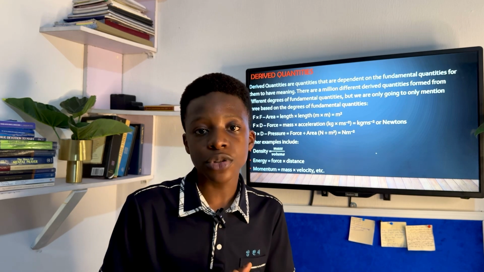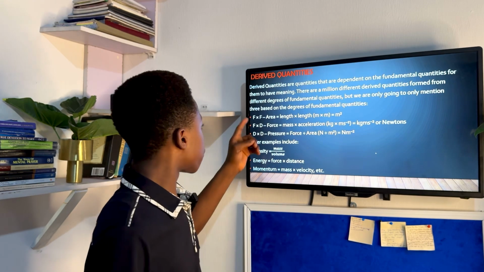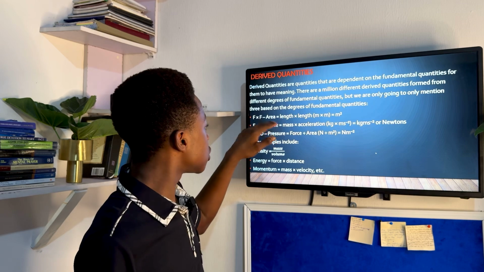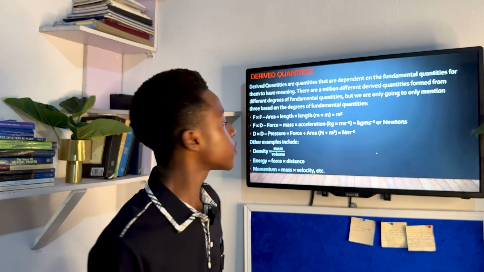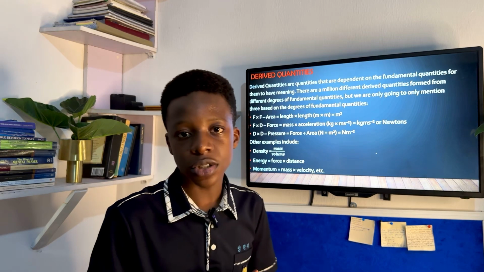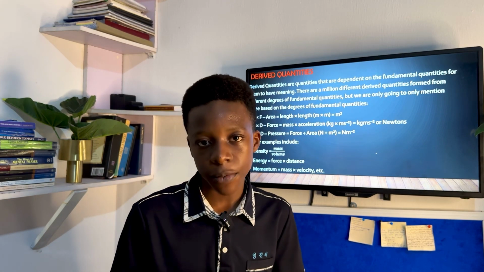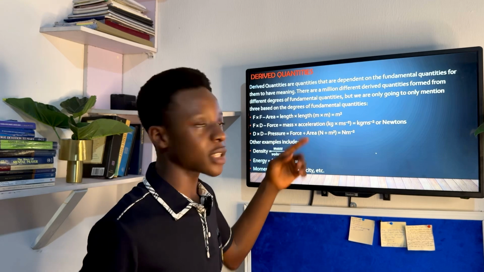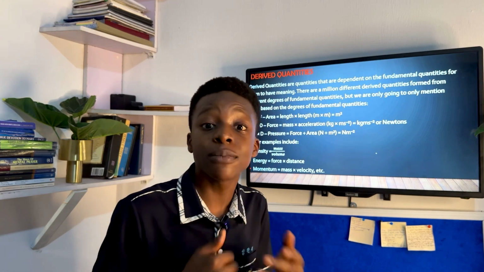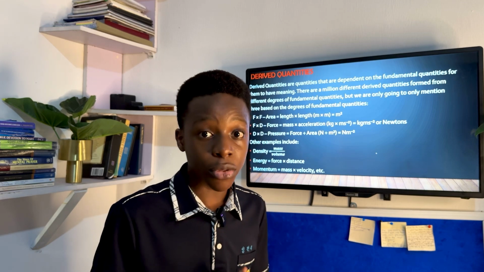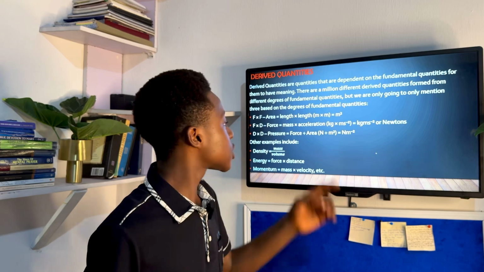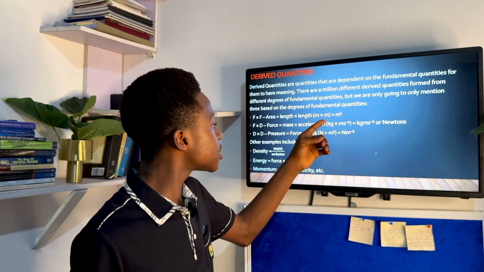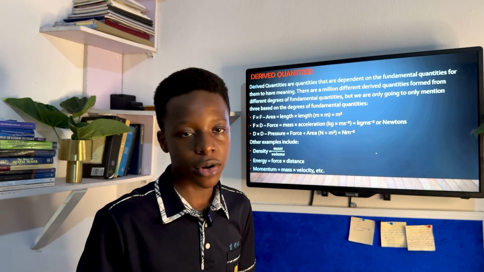Now, there are 3 examples of how to get derived quantities. There are the fundamental multiplied by the fundamental, the fundamental and the derived, and then derived and derived quantities. An example of 2 fundamental quantities forming a derived quantity is area. Area is length times length, or length times breadth if you studied mathematics. But in physics, we treat length and breadth as the same thing, so they're both length. And we studied just a few minutes ago that length is in meters. So this is meters multiplied by meters, to give us meters squared.